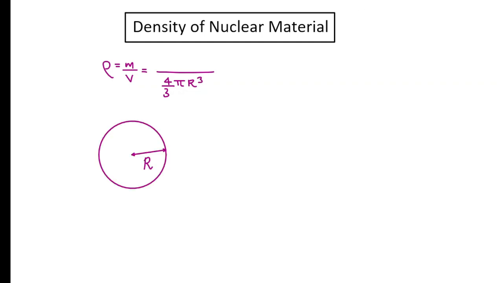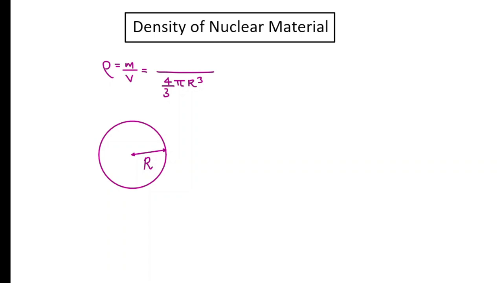Density is mass over volume. Now, the volume of a nucleus, if you assume this as a sphere, will be 4/3 πr³. Now, this r is the radius of the nucleus. So, what's the mass of a nucleus?